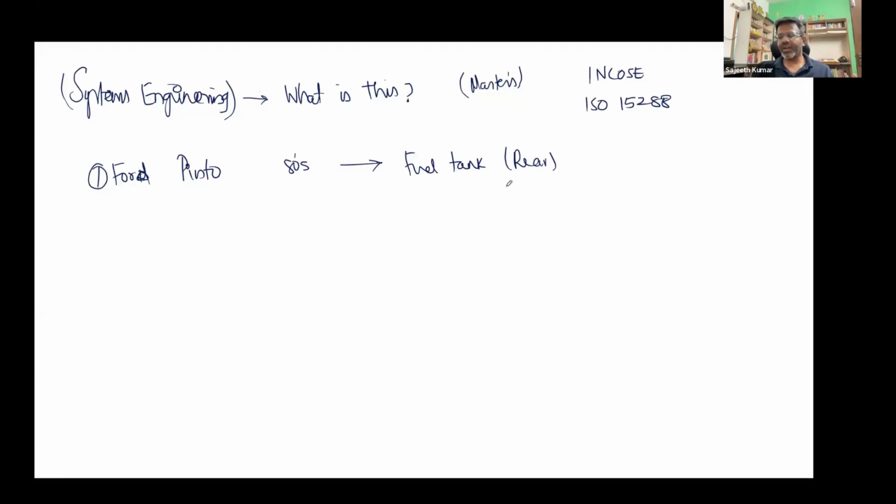Don't ask me where the fuel tank is even now. Of course, even now it is in the rear of the car, but it's not exactly at the rear. It is a little bit towards the rear axle, or most of the time it is partially ahead of the rear axle as well, which means it is not the rearmost component in a vehicle, right?